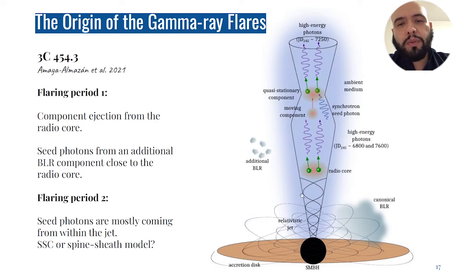Two of the flares during this period were produced by the ejection of components from the radio core, and the other flare might have been produced at the quasi-stationary feature. Since the emission lines do not seem to strongly respond to the changes in the non-thermal continuum, the seed photons most probably were provided by the synchrotron emission of the jet, or from the sheath in a spine-sheath model.